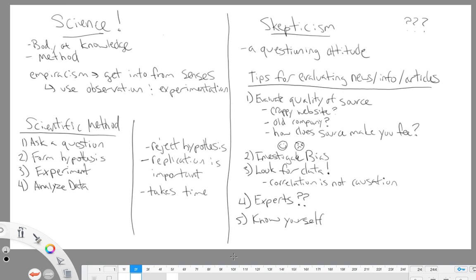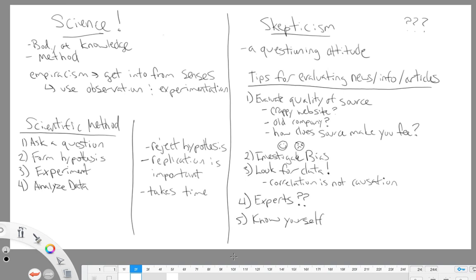So that was science. Then we talked a little bit about skepticism. And when I say skepticism, all I mean is just a questioning attitude. And really, I talked about skepticism in regards to evaluating news or information or articles that you may read. Because, like I said, you live in a time where you have access to this wealth of information, but not all of the information is equal. So it's up to you now to evaluate that news article or whatever you're reading or seeing to see, is it actually true? Does it make sense?